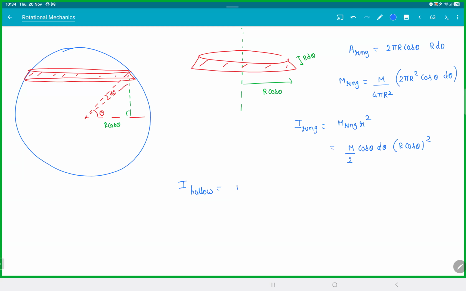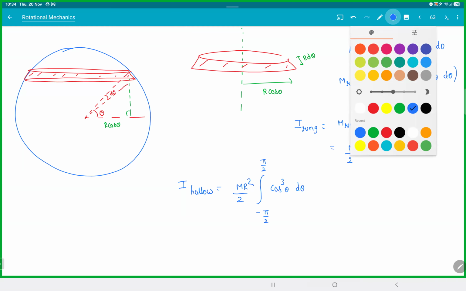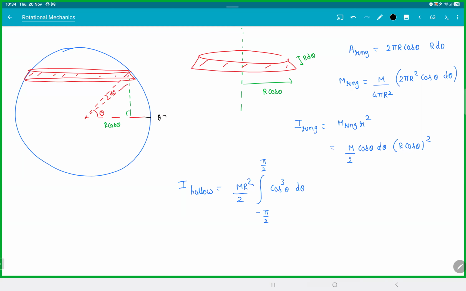So I of the hollow sphere will be mr square by 2 integral cos cube theta d theta. You should know how to integrate this. And the limits will go from minus 90 to plus 90. Why? At the center, theta is 0. If you go up, you are covering 90 degrees. If you go down, then you're covering minus 90. So when you go from plus 90 to minus 90, it will go off.